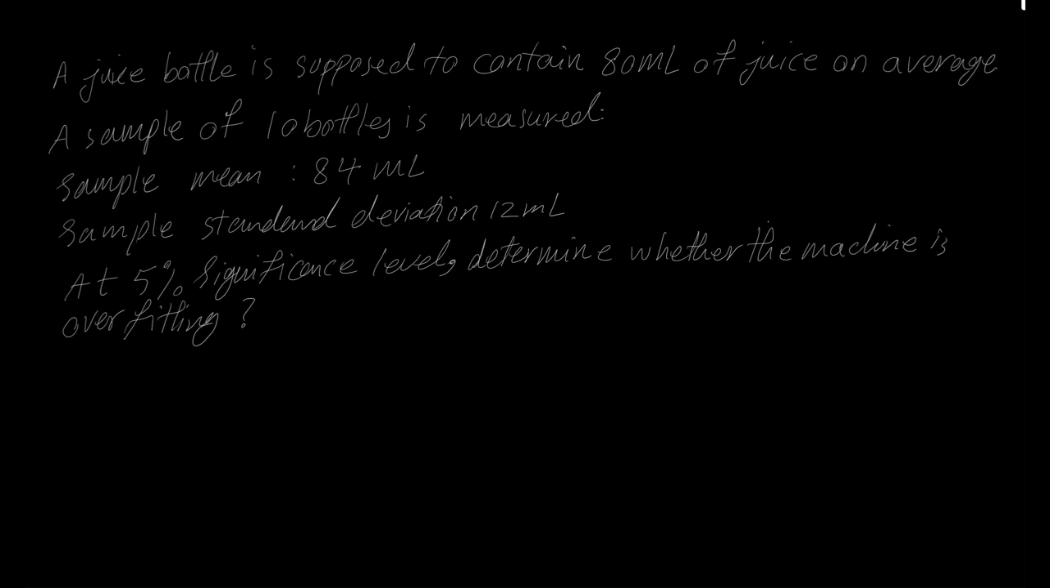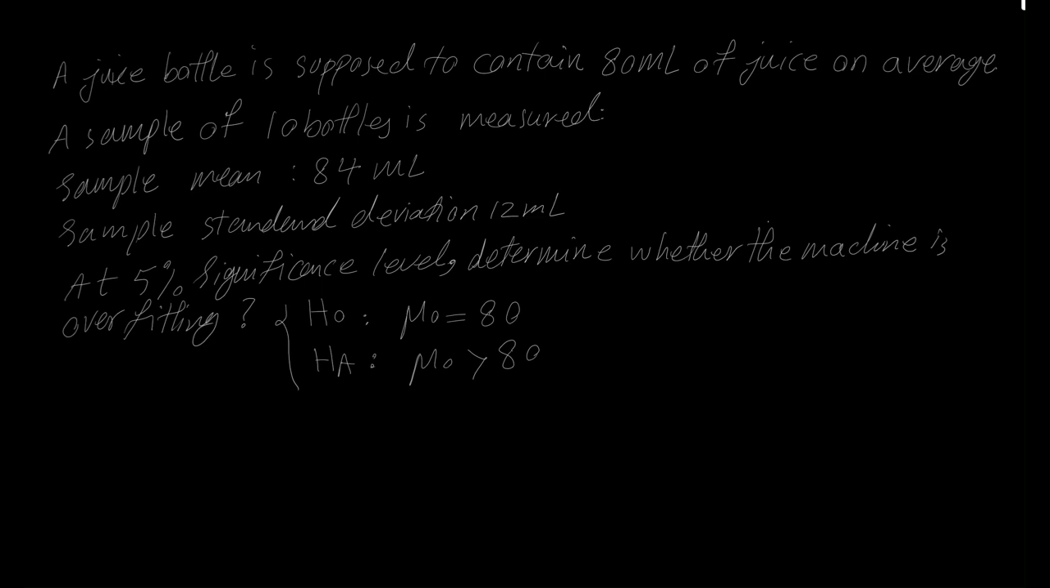Okay, to solve the problem, the first step is to see what is the null and alternative hypothesis. So the null hypothesis here is given, and it says that the average is 80 milliliters. It means mu0 is 80. And then we want to see at 5% significance level if the machine is overfitting. Overfitting means mu is greater than 80 milliliters.